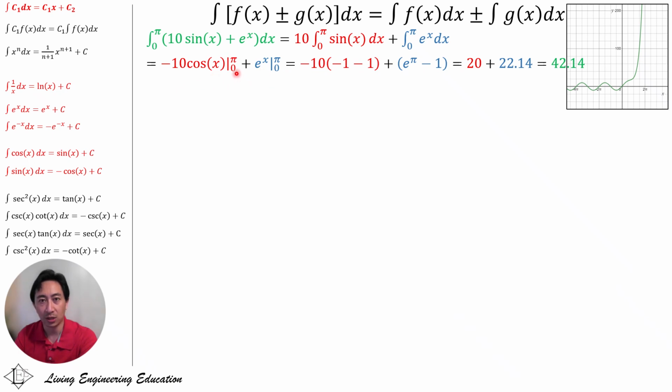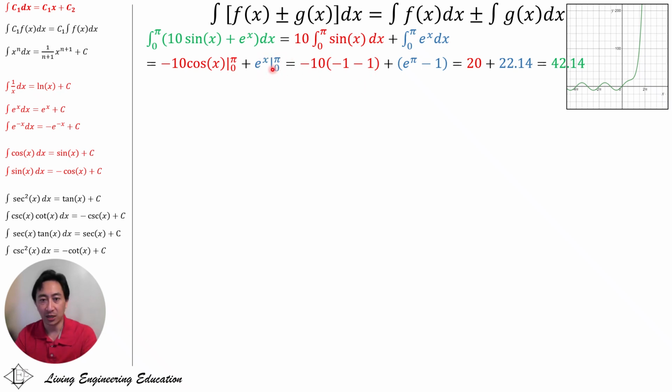When we apply the limits 0 to pi, I get the negative 10 times cosine pi. Cosine pi, so pi is 180 degrees, so that's the negative x direction. So this will give me negative 1, which I see right here. Cosine at 0. Cosine 0 is going to give me positive 1 because that's the positive x-axis. So I get negative 1 minus positive 1, right? So negative 1 minus 1.